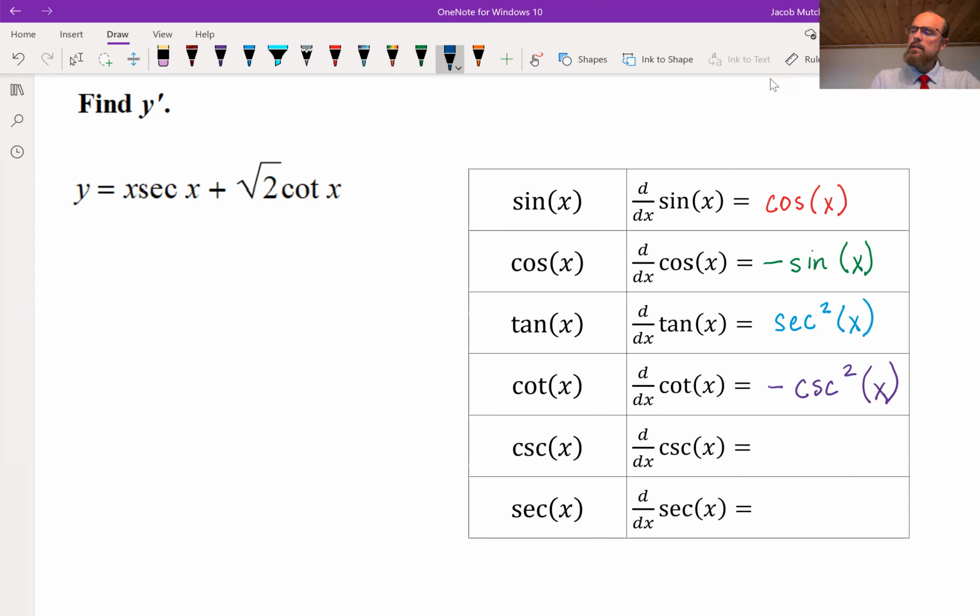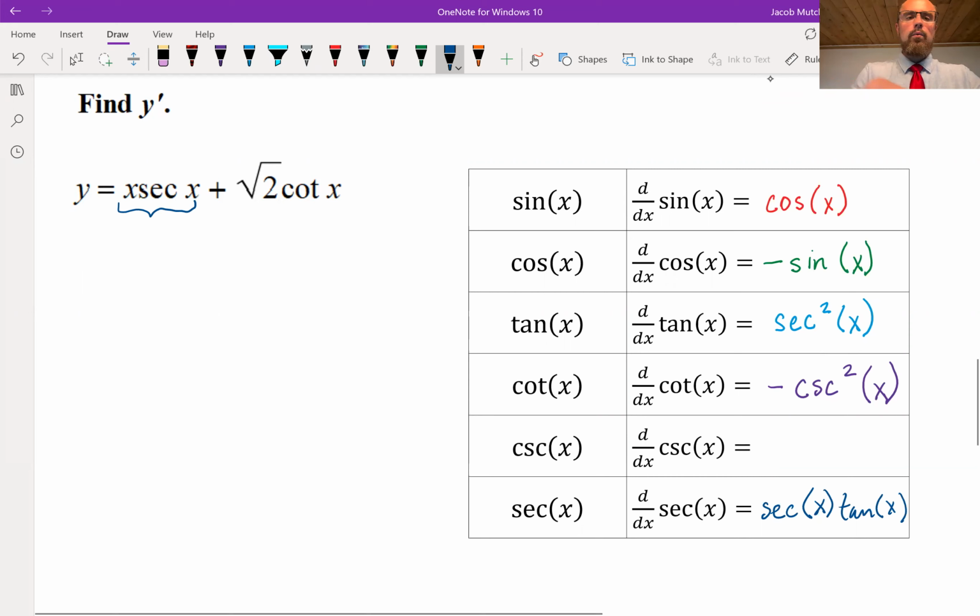So d dx secant of x is going to be secant of x times tangent of x. So for these cosecant and secant, notice for secant at least it starts with itself times the tangent. So now we're ready. That gives us enough differentiation rules to find y prime. But what I notice first here is that x secant of x is a product. And so again, what I need to use here is the product rule.